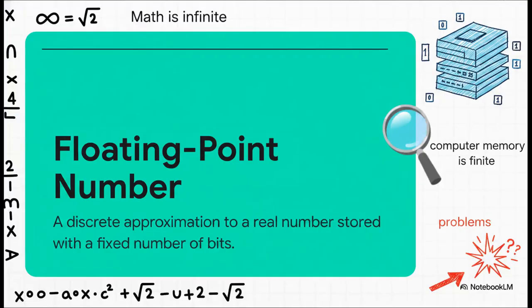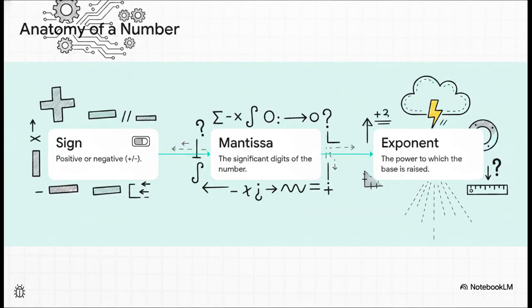And the culprit has a name: the floating point number. This is the standard way that pretty much all computers handle numbers with decimal points. The key words here are fixed number of digits. See, the world of mathematics is infinite, but a computer's memory is very, very finite, and that's exactly where all the trouble starts. So how does this work?